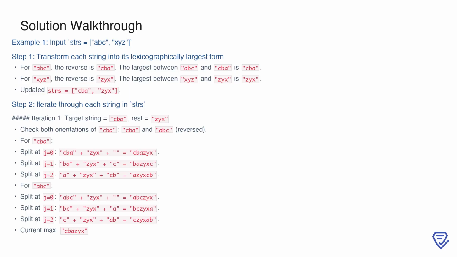For example, splitting at position 0 gives CBA plus ZYX, resulting in CBAZYX. Splitting at position 1 gives BA plus ZYX plus C, which results in BAZYXC. Similarly, splitting at position 2 gives A plus ZYX plus CB, forming AZYXCB. We repeat this process for the reverse orientation, ABC, and calculate the possible concatenations like ABCZYX, BCZYXA, and CZYXAB. Among all these, the current maximum string is BAZYXC.